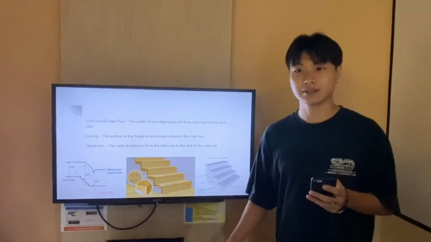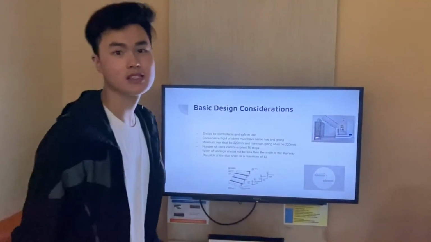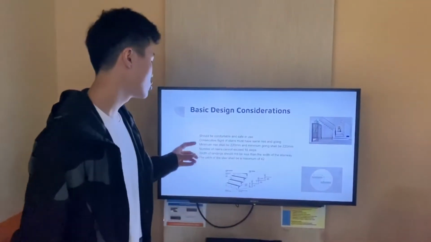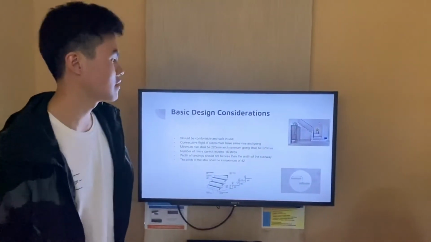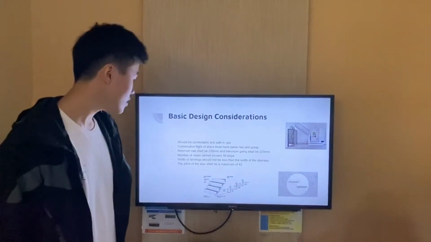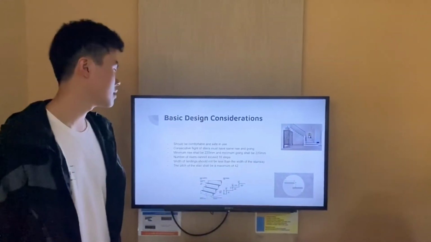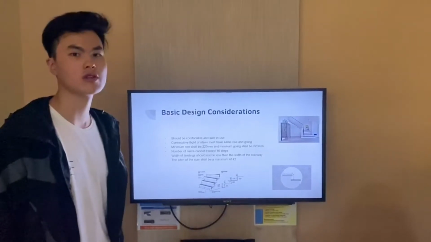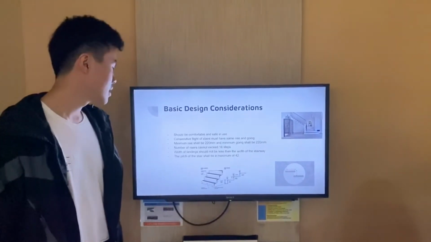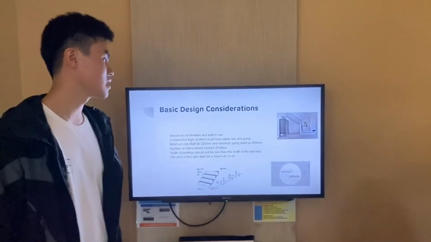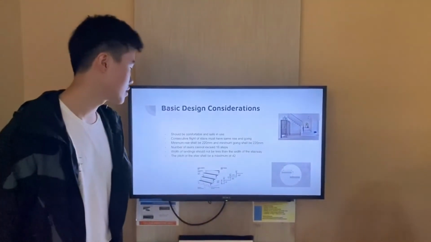end of the stairwell. As for the basic design considerations, firstly, stairs should be comfortable and safe in use. Secondly, consecutive flights of stairs must have the same rise and going. Followed by that, the minimum rise shall be 220 millimeters and the minimum going shall be 220 millimeters as well. The number of rises cannot exceed 16 steps. The width of the landing should not be less than the width of the stairway. And lastly, the pitch of the stair shall be a maximum of 42 degrees.